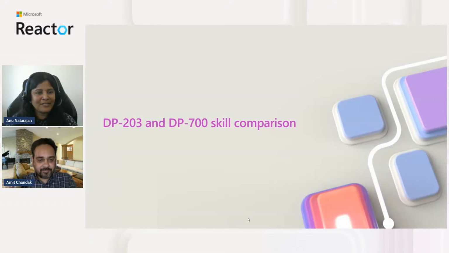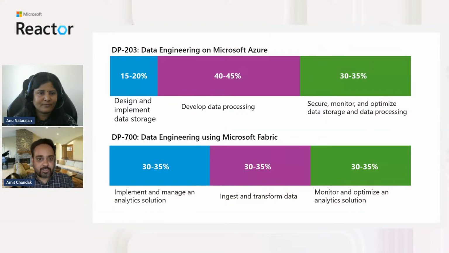Over to you, Amit. Do you want to take us through the DP-203 and DP-700 skills comparison? Yes. DP-203 is the older one. If you remember, we used to have a DP-203 exam, which is basically for data engineering on Microsoft Azure. And now we have DP-700, which is data engineering using Microsoft Fabric. So this is going to be a Fabric exam. On the next slide, you will see the comparison between the two technologies.